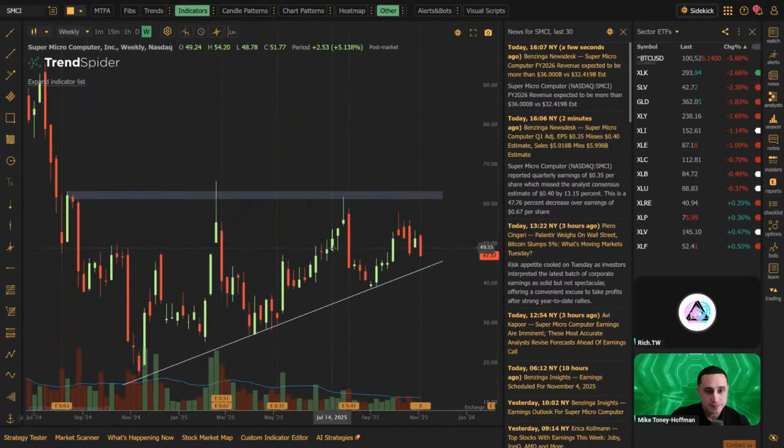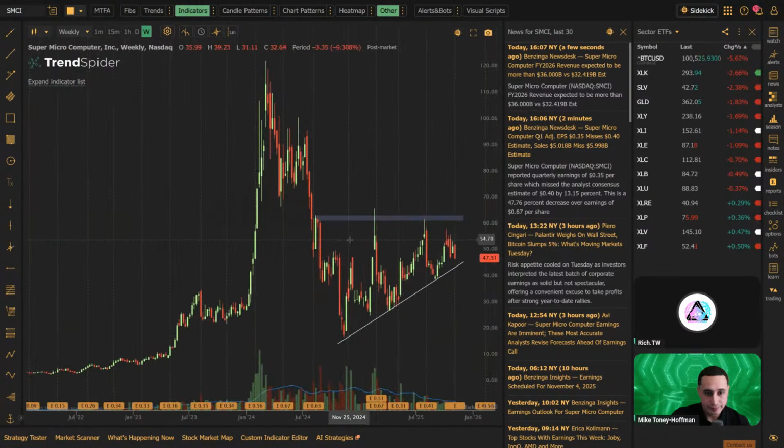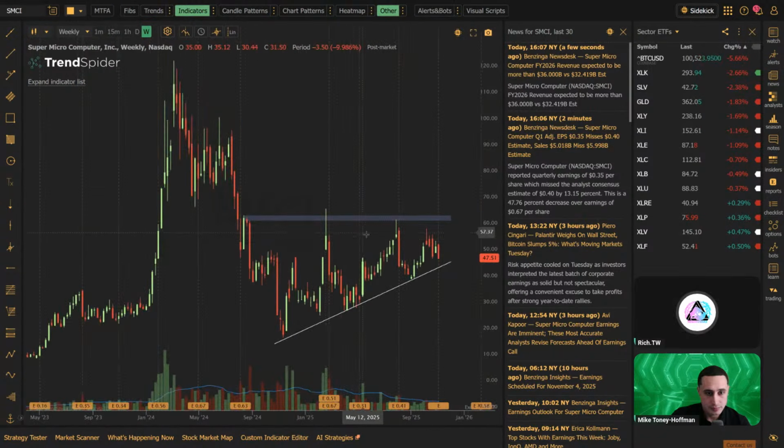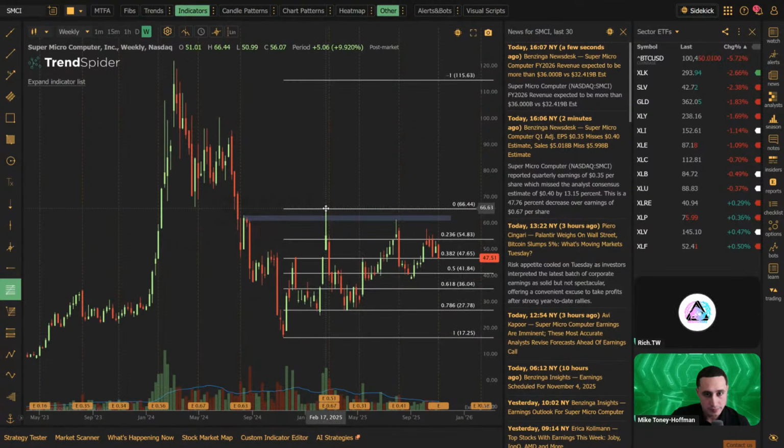Sure, let's take a look, because I did have some fibs on this one. Actually, right where your trend line is, that's a fib. If you take that from that low, the bottom of that trend line, to the high wick right there, I think that's a 786. Yeah, there we go. So that's kind of crazy that it's that close.